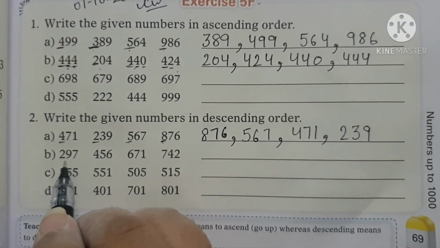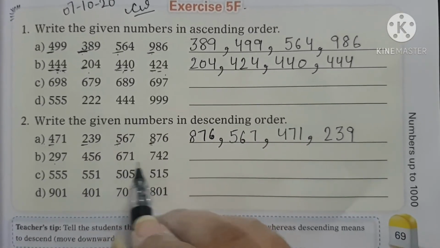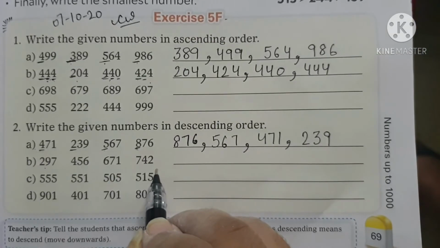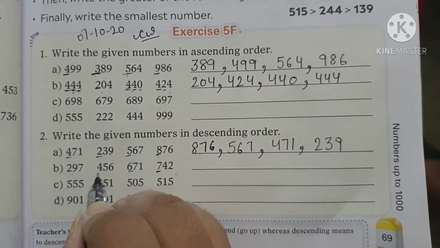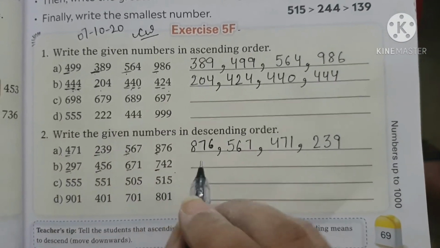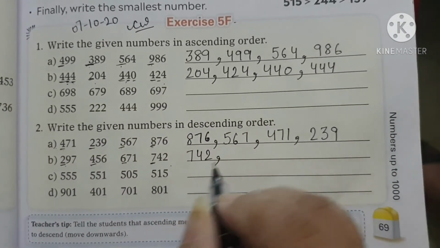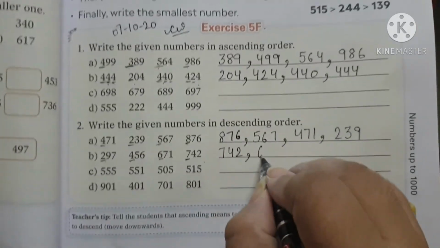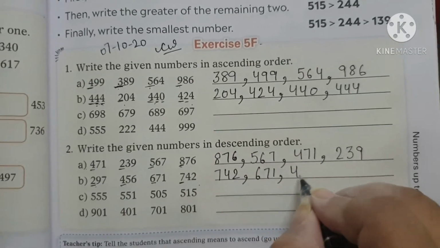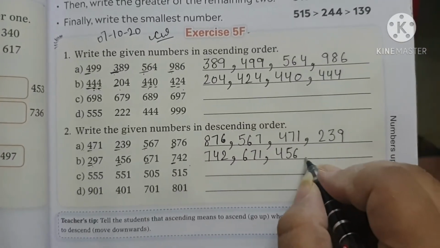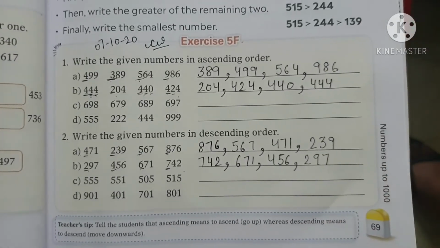Next we have a number 297, 456, 671 or 742. So which is the biggest number? 7, 6, 4 or 2. So 7 is the biggest number. So 742 is the biggest number. And then 671 and then 456. And the last and the smallest number is 297.